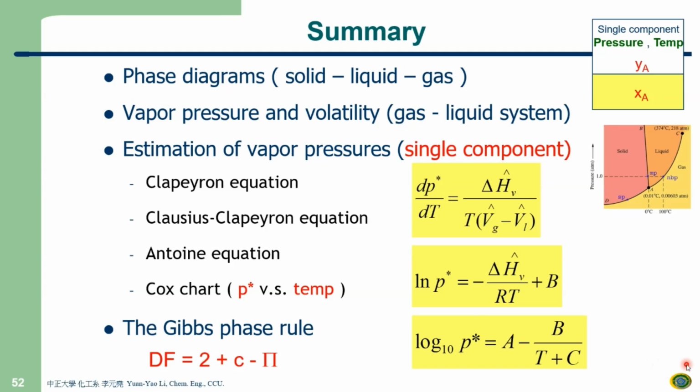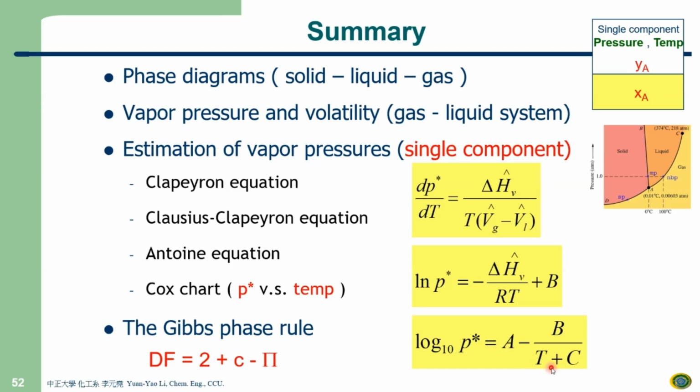Okay, so if you have a table A, B, C for water, for ethanol, for carbon dioxide, benzene, then you realize the relationship between pressure and the temperature. And finally, we call it a Cox chart. The Cox chart is a kind of chart, and you use the chart to realize the relationship between pressure and the temperature. That's it.